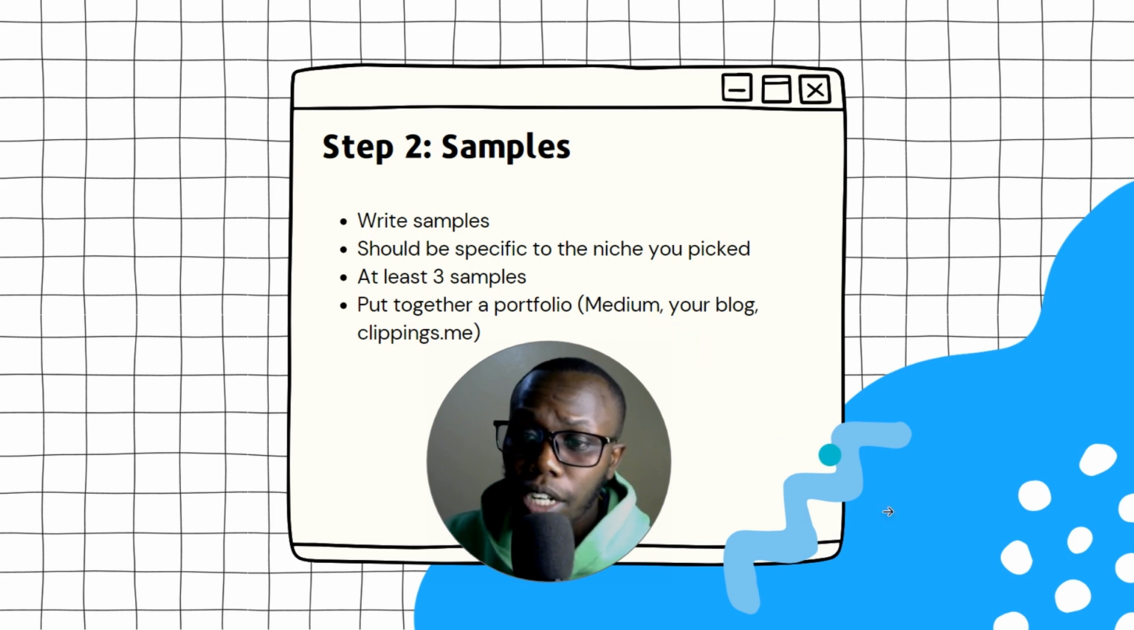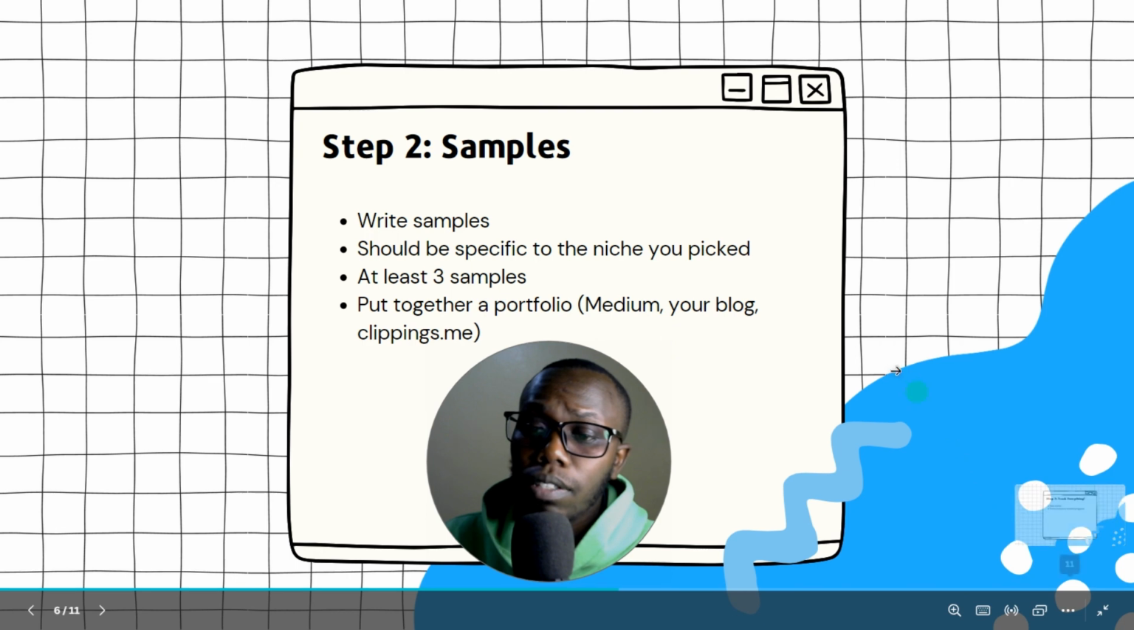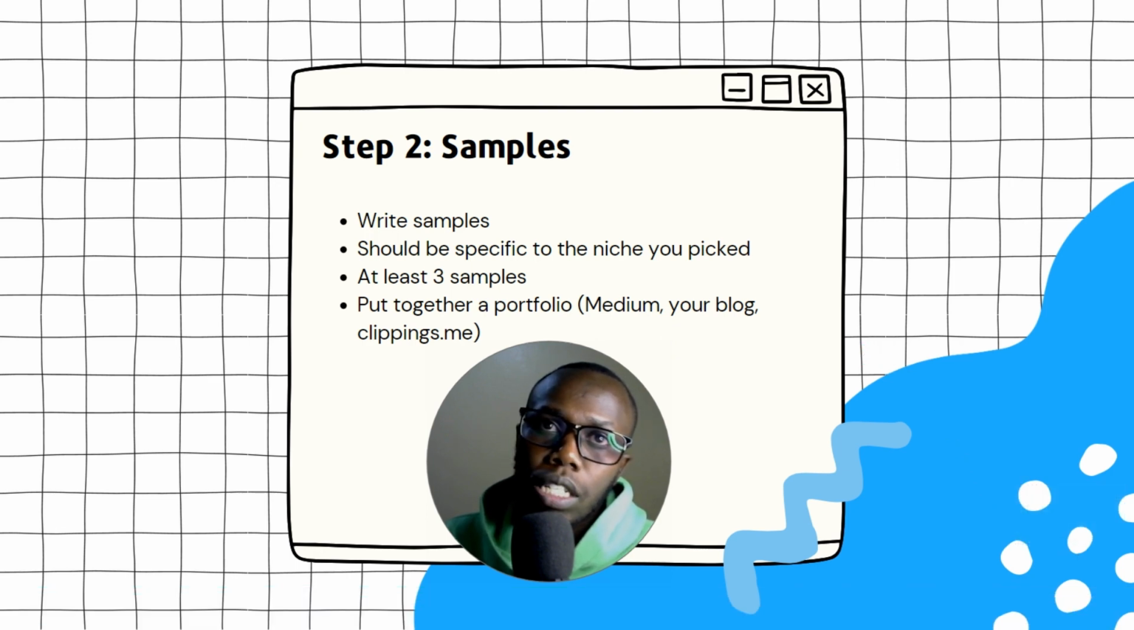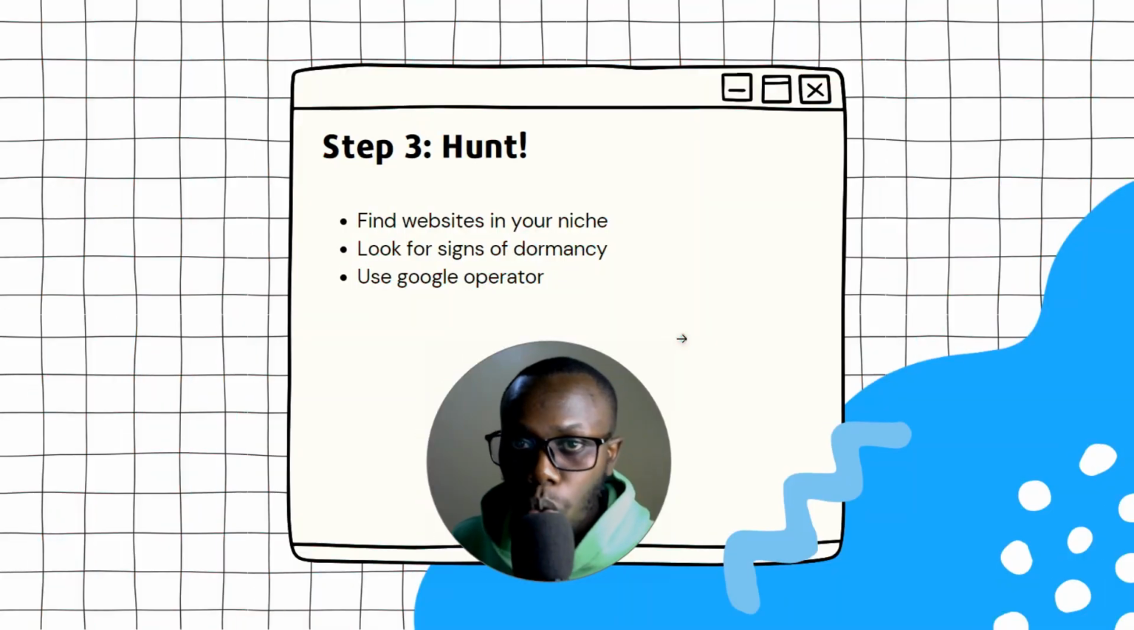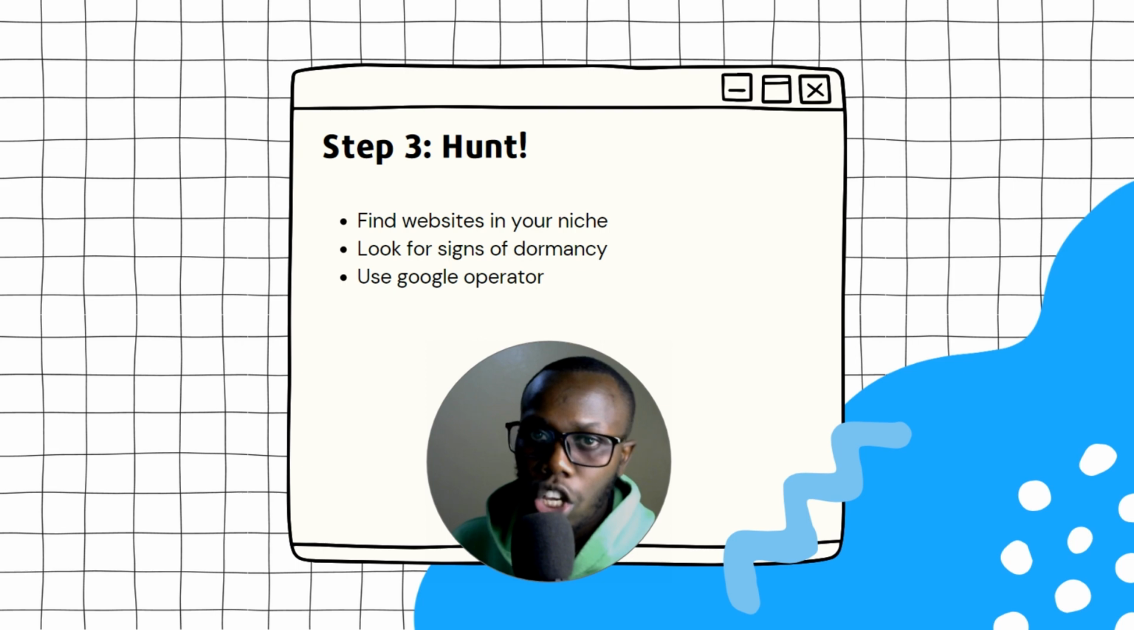And then we have Clippings.me. Clippings.me is actually a free portfolio website that allows you to put together your portfolio. So just put together that portfolio and then publish it there. Then once you have your portfolio together, the next thing is to find websites in your niche. Since my niche is crypto, I need to find websites inside that niche.